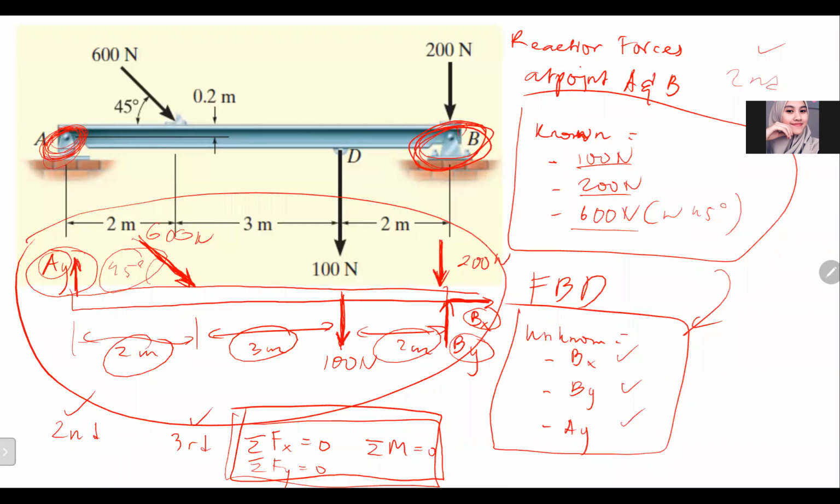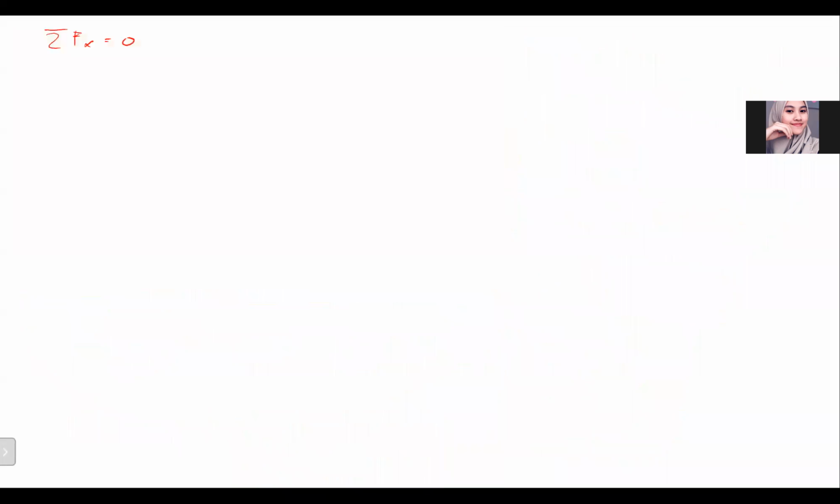Can you point out what are the forces which have a horizontal component, x component? It should be Bx and 600 cos 45. Yes, correct. So this is the first equation that we want to solve, sigma Fx equal to 0. 600 newtons is going to the bottom right, right? So 600 cos 45 is going to the right. Then I assume that going to the right is positive.